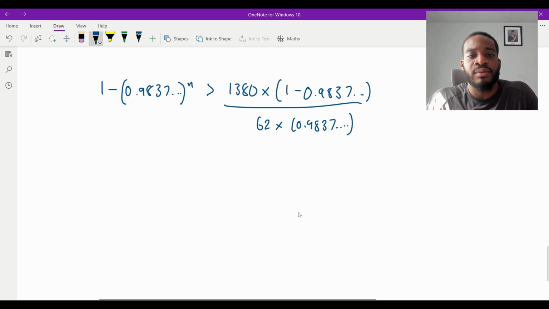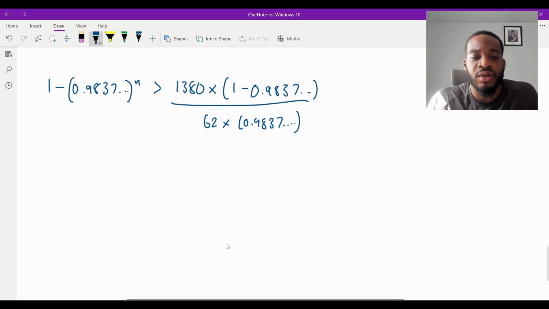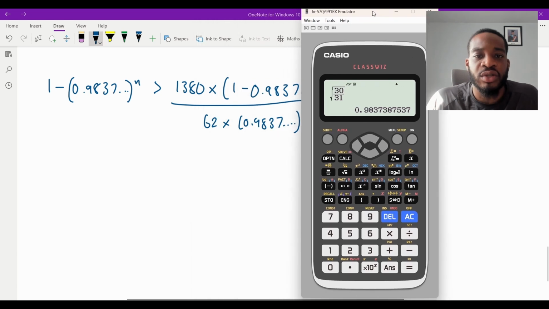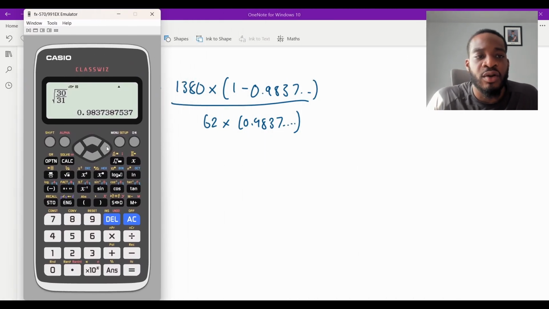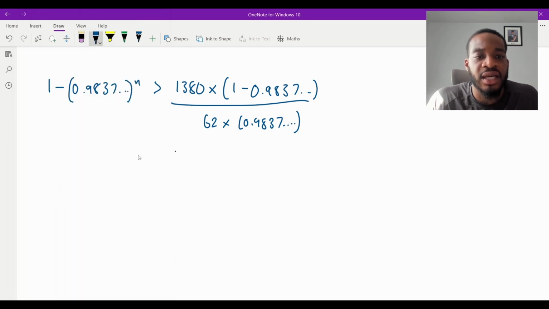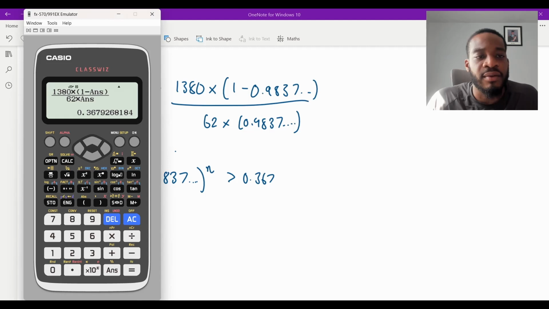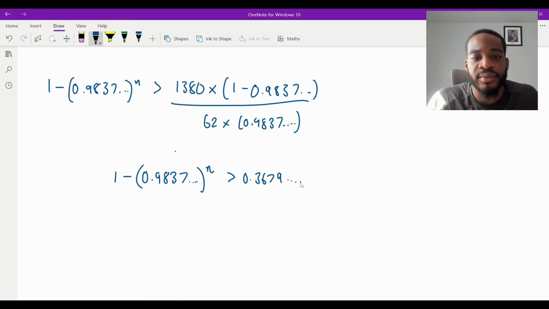And now I can just put this in my calculator, can't I? Getting my calculator up, I've got that number stored, so I'm just going to write 1380 times by 1 minus answer over 62 times answer. And that gives me that number there. So I can say that 1 minus 0.9837... to the power of n is going to be greater than that number, which is going to be 0.3679... Perfect.